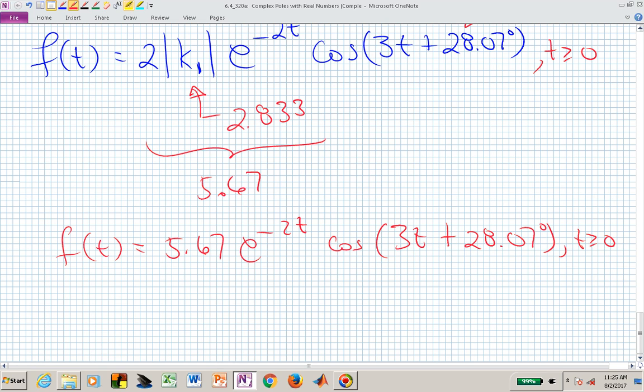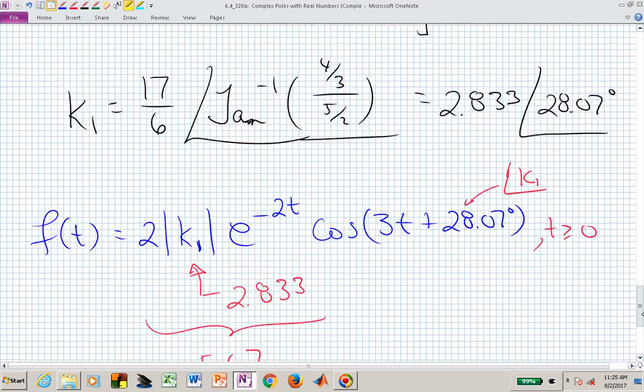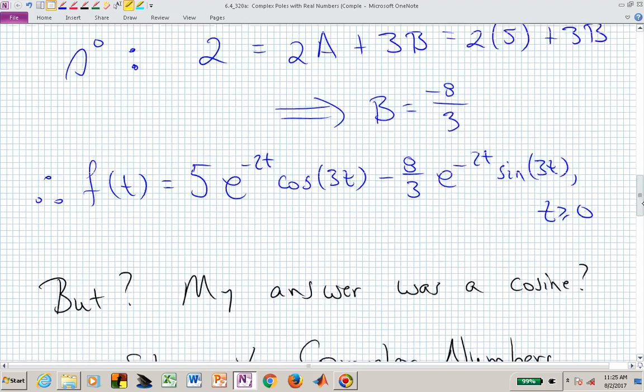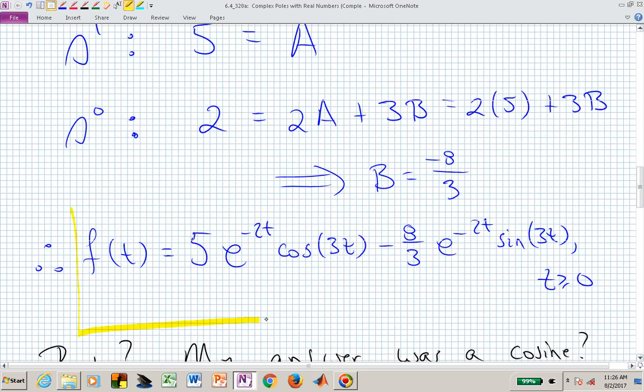What you may be wondering is, how is this, which is a cosine expression with a phase shift, how is that the same as this expression? And that's what we want to look at now. How can we convince ourselves that those two expressions are indeed the same f of t?